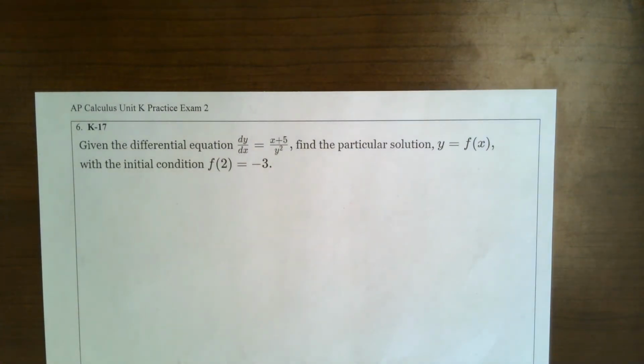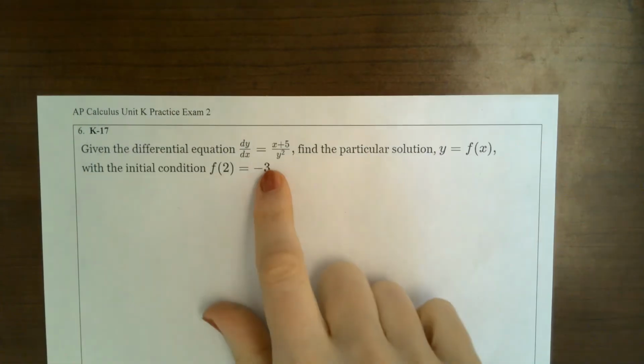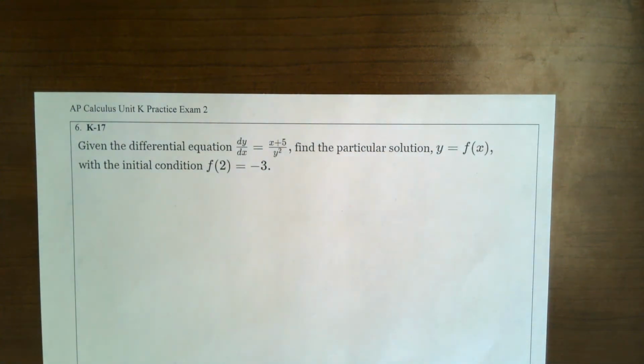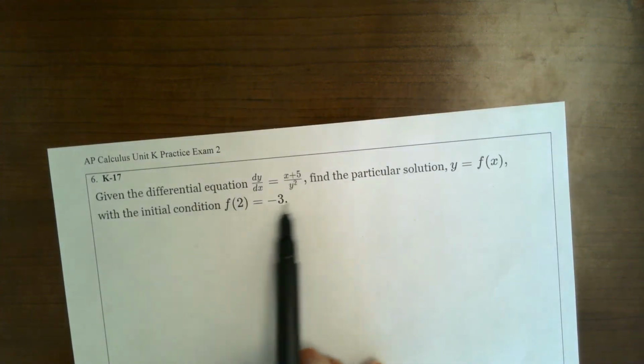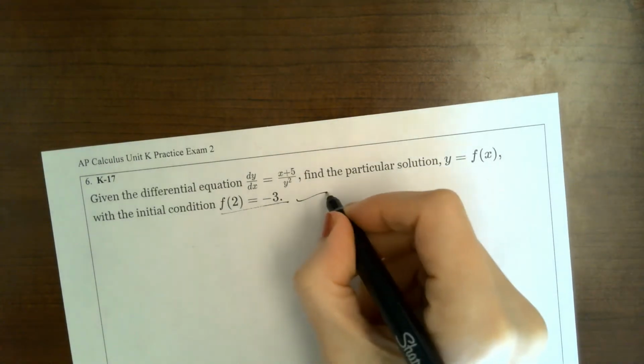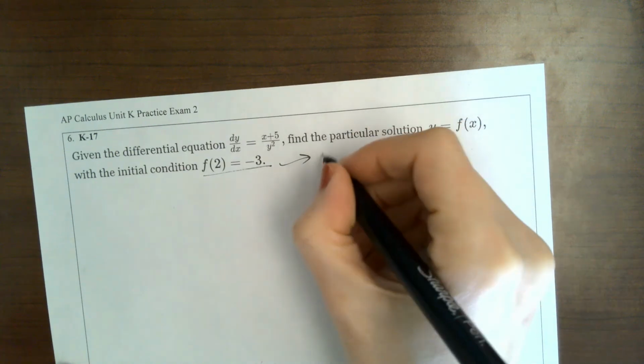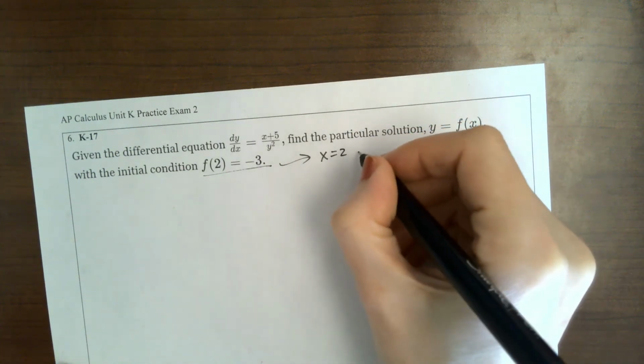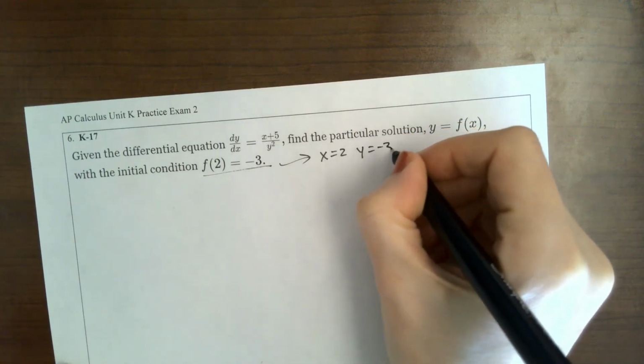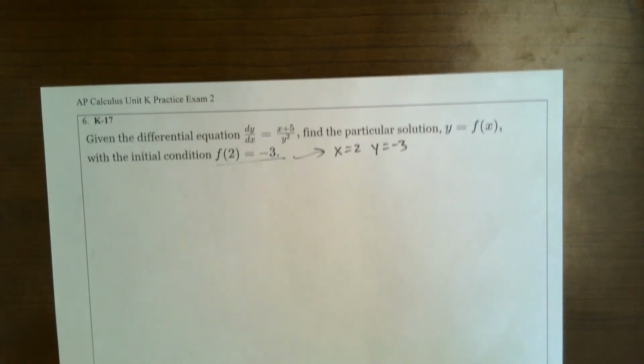Okay, so given the differential equation right here, find the particular solution y equals f of x with the initial condition f of 2 equals -3. Okay, so first let's look at the initial condition. What they're telling you here is that when x is 2, y is -3. All right, that's what they're telling you.